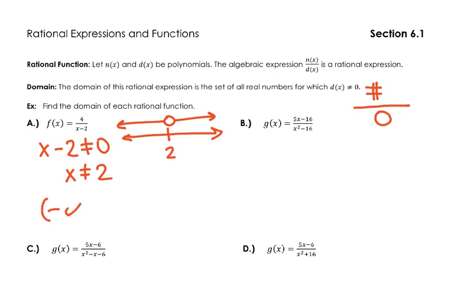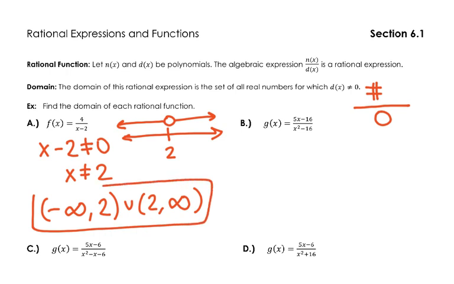So it would go from negative infinity to 2, open parenthesis, which shows that you can get infinitely close to 2 without quite reaching it, union 2 to infinity. This would be your domain in interval notation.